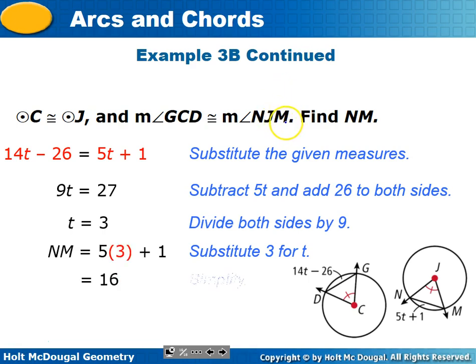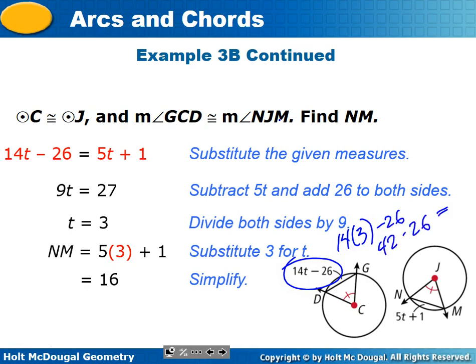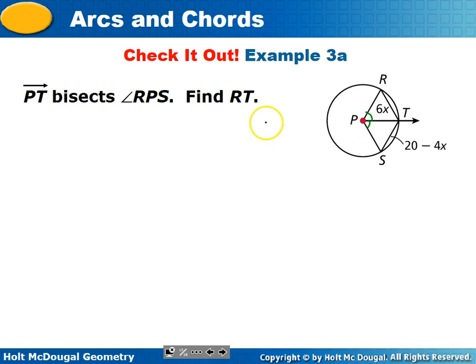And again, I want to remind you that we can check this. So right here, we have 14 times 3 minus 26. That's 42 minus 26, and that is another 16. So make sure you check these answers when you can. All right, so this time on this problem, go ahead and put me on pause. Go ahead and work this problem and then come back to me.